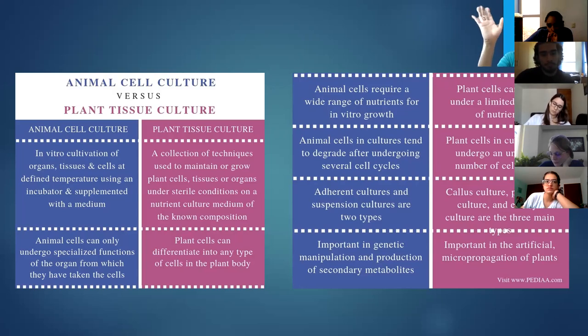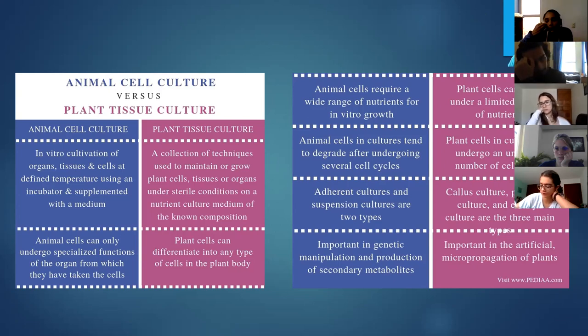In plant tissue culture, you have a big variety of different kinds of cultures. I can just give you a few names, and we will learn all of them. For example, callus culture, protoplast culture, embryogenesis for embryo culture, and organogenesis to develop organs, right? So there are so many different techniques in plant tissue culture.